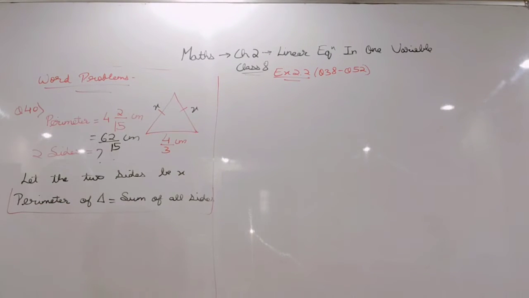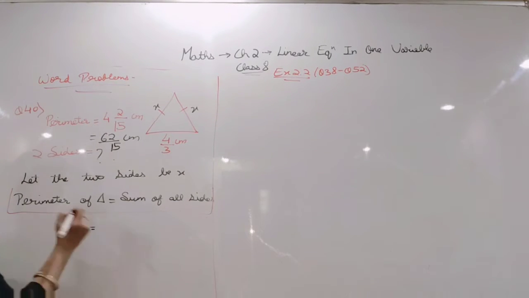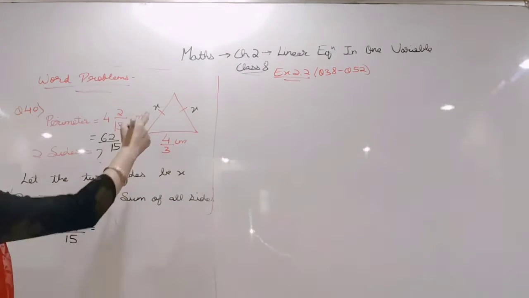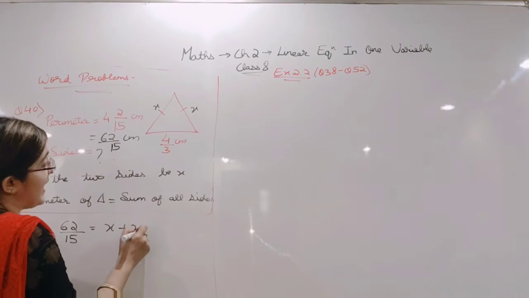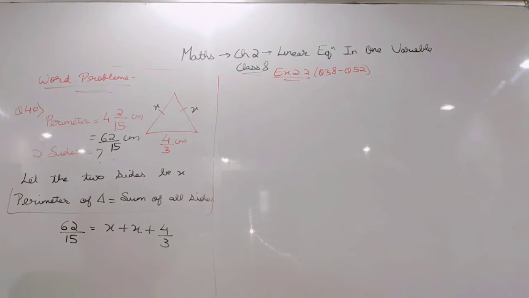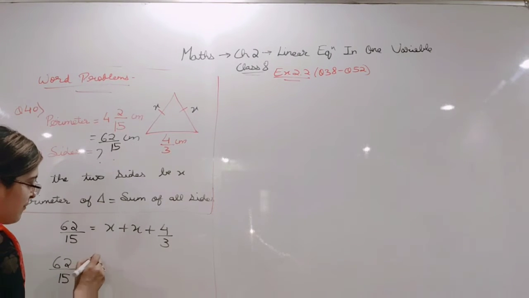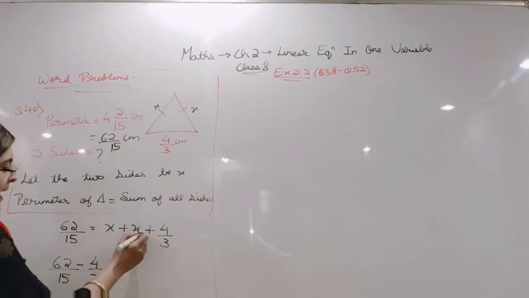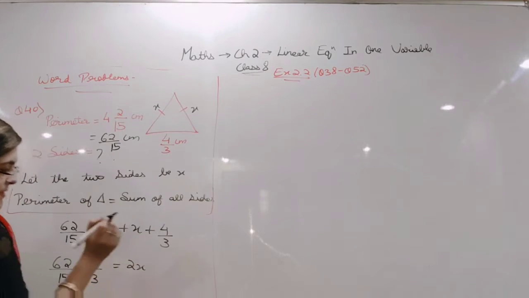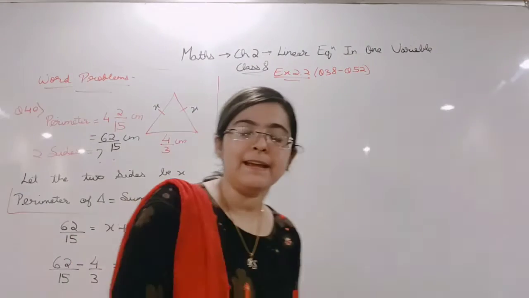So what we will do? Perimeter is given. How much is it given? 62 upon 15. What will be the sum of all sides? x plus x plus 4 by 3. One side, second side and the third side. Now what do we do, students? We keep the variables together and constants together. It will be 62 upon 15 minus 4 by 3. Here x plus x will become 2x. Is it clear? 4 by 3 came here, it became minus 4 by 3.